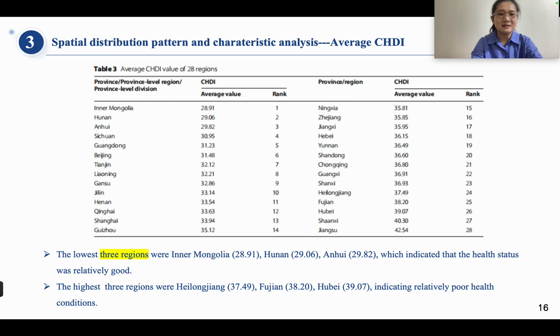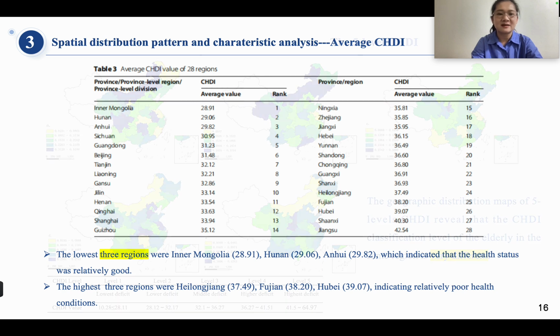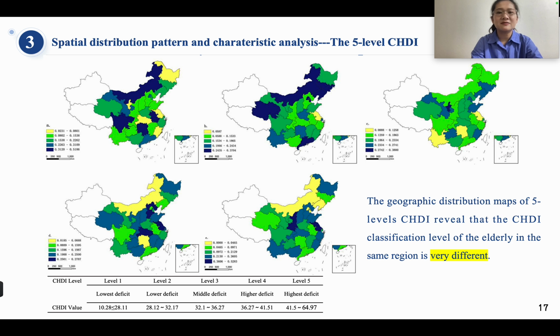Let's see table 3, average CHDI values of 28 regions. The lowest 3 regions were Inner Mongolia, Hunan, and Anhui, which indicated that the health status was relatively good. The highest 3 regions are Heilongjiang, Fujian, and Hubei, indicating relatively poor health conditions. This is the 5-level CHDI. The geographic distribution maps of the 5-level CHDI reveal that the CHDI classification level of the elderly in the same region is very different.